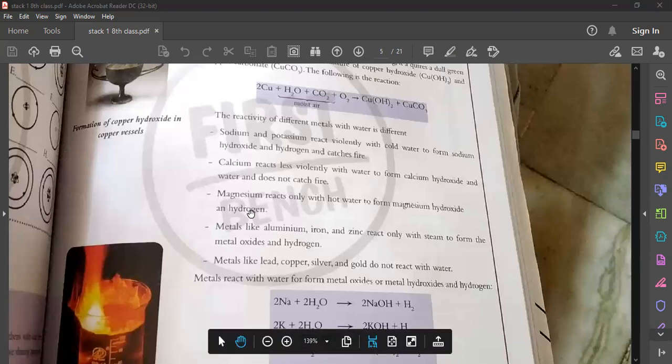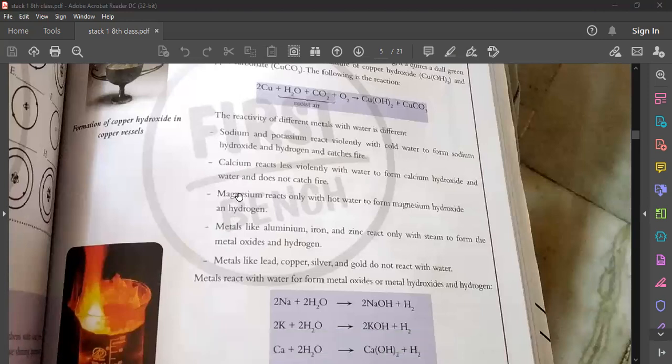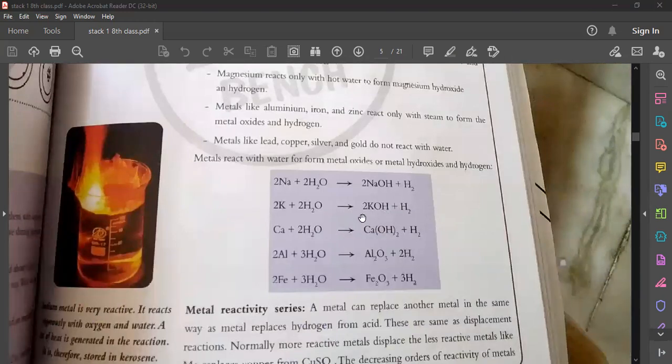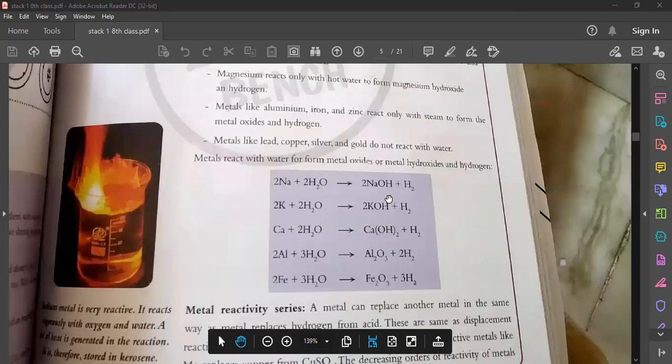Yes, sir. Even with cold water, it will react and form sodium hydroxide and hydrogen gas. So whenever a metal reacts with water, it will release hydrogen gas, in most cases. You can see here, whenever metals react with water, they always release hydrogen gas.